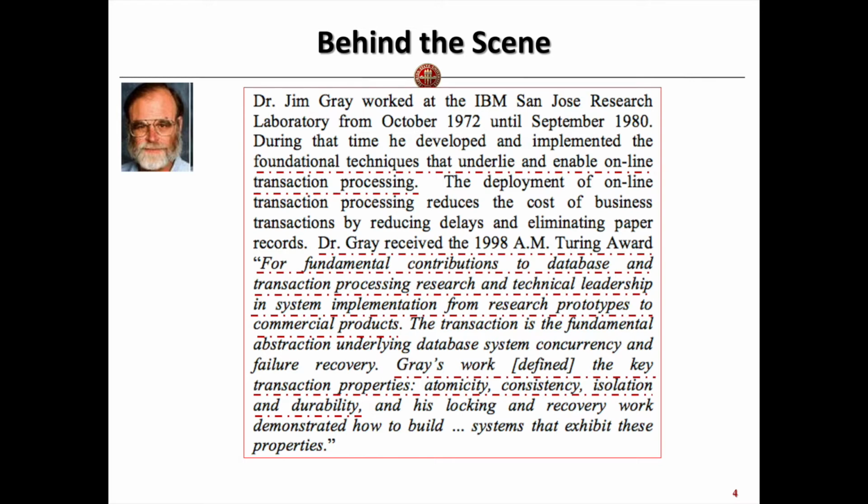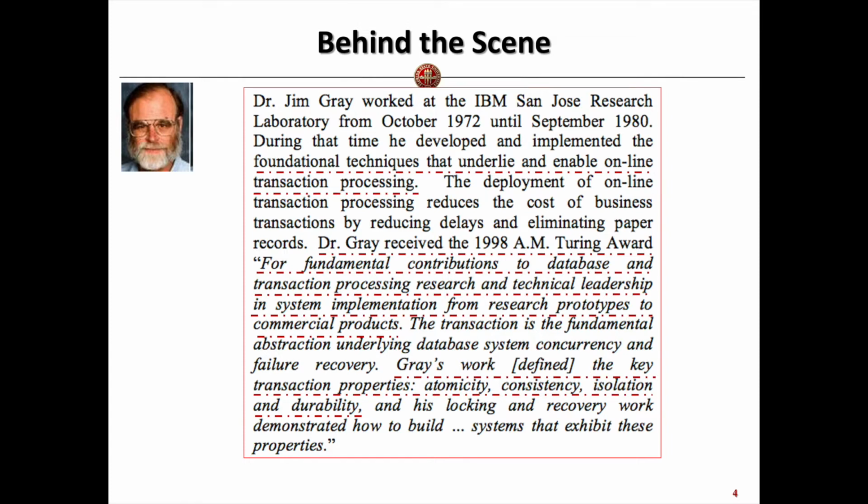He spent a lot of time developing and implementing the fundamental techniques underlying and enabling online transaction processing. He also received a Turing Award for his fundamental contributions to database system and transaction processing research and technical leadership in system implementation from research prototypes to commercial products.